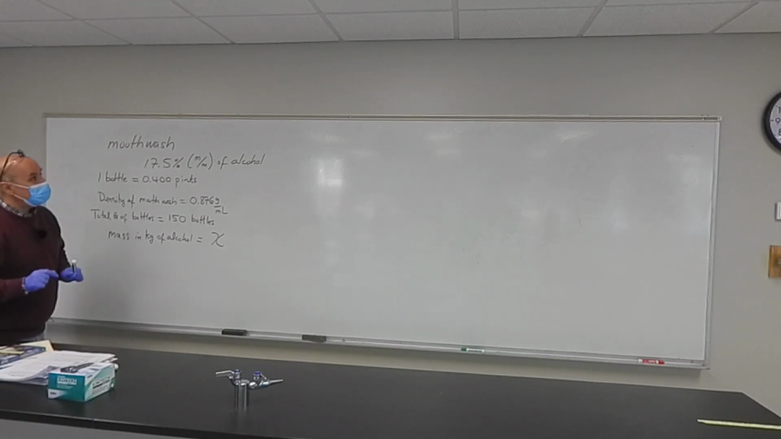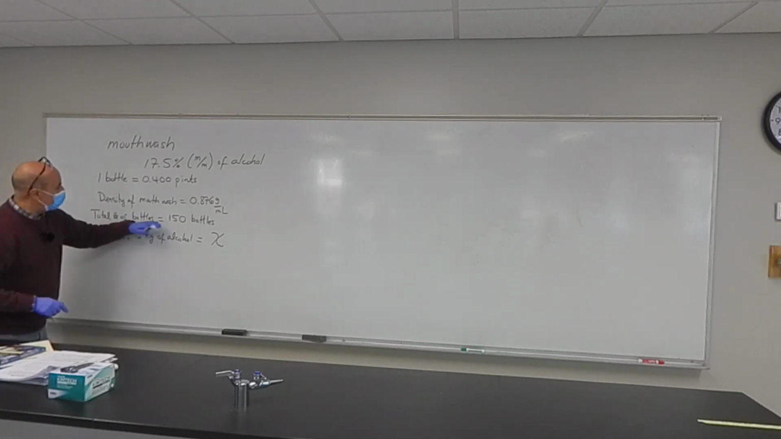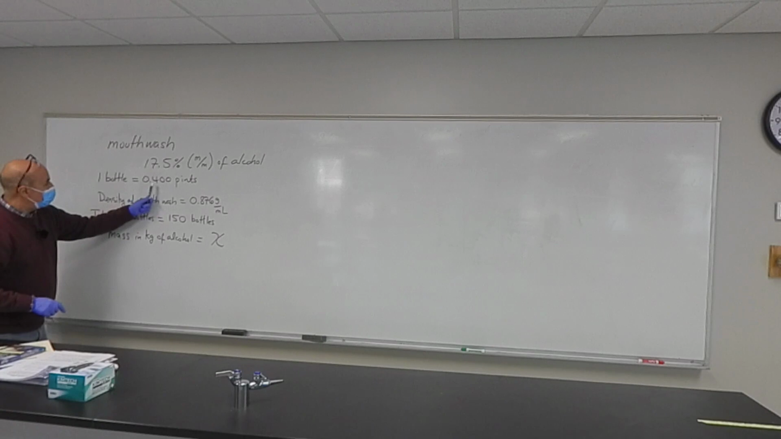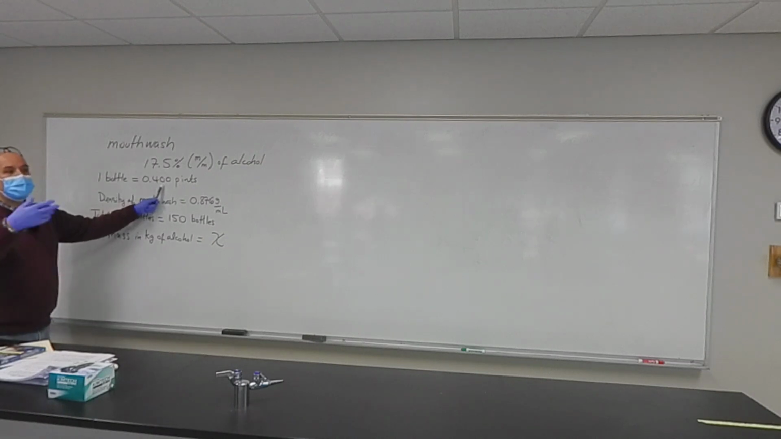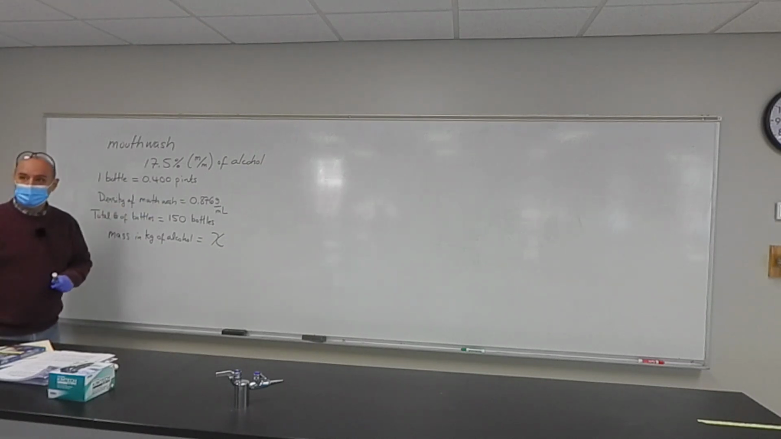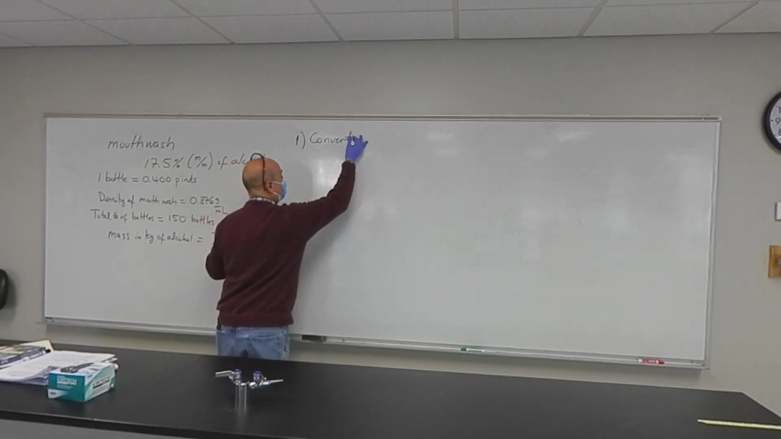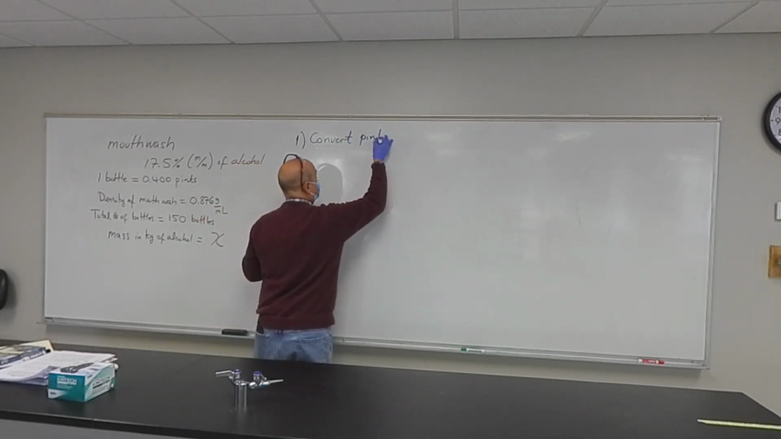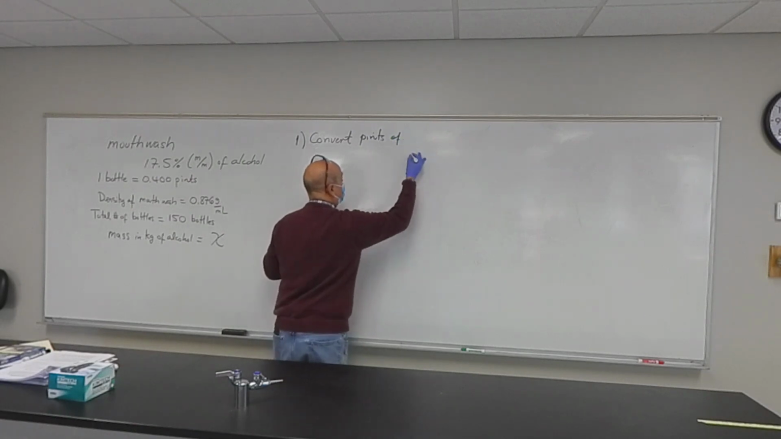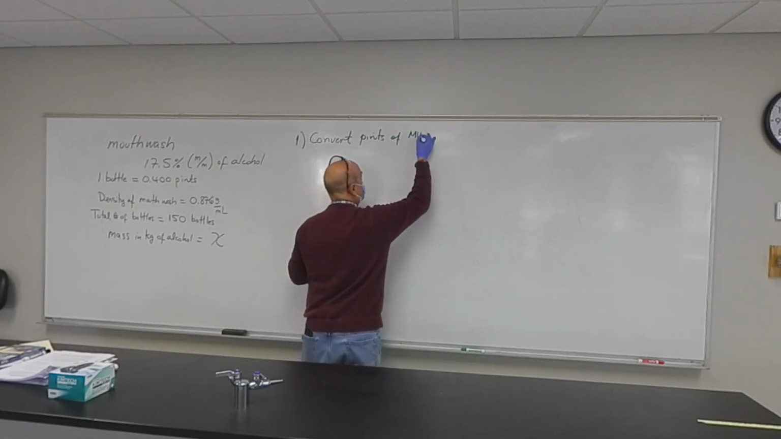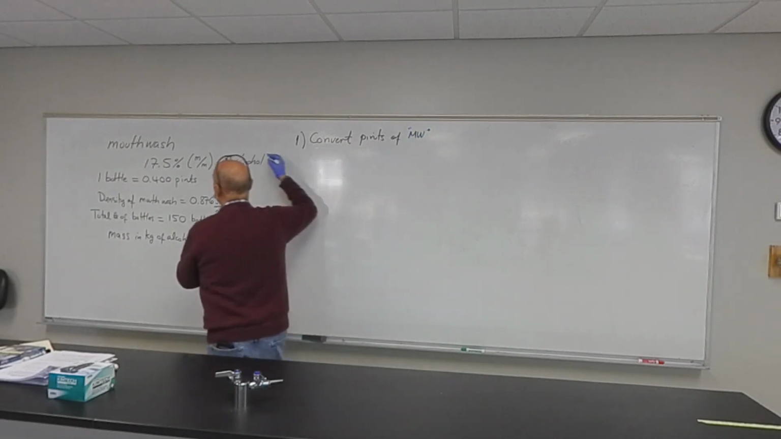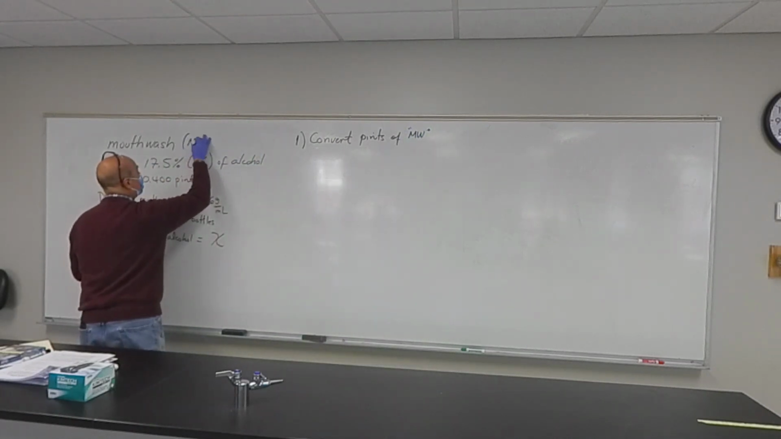Okay. So what is the strategy? Well, I want to get out of the English system. To do that, I need to convert the volume of each bottle in pints to something in the metric system. Convert pints of, I'm just going to abbreviate it, mouthwash, as MW.